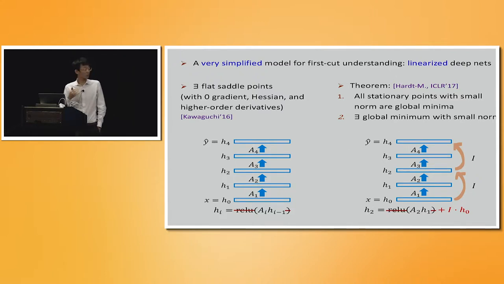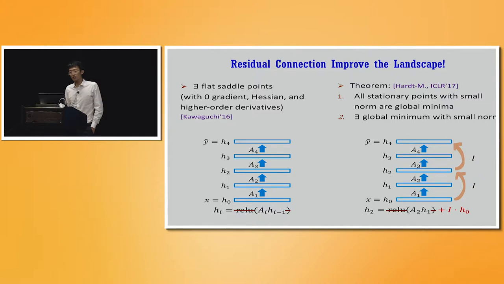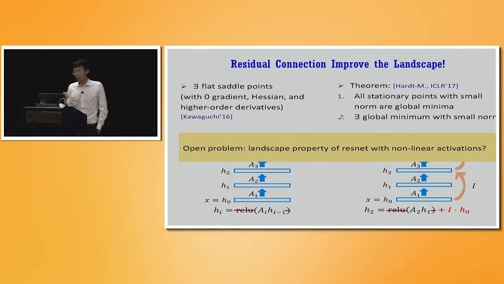You may wonder whether small norm puts a restriction on us. That's not the case, because there exists a global minimum with small norm. So basically, we can just restrict our attention to the set of solutions with small norm, and in that set, all the landscape is good. So this suggests that the residual connections improve the properties of the landscape. Of course, here we only analyze the linear activations. So the open question is, how do we understand the landscape property of ResNet with nonlinear activation?